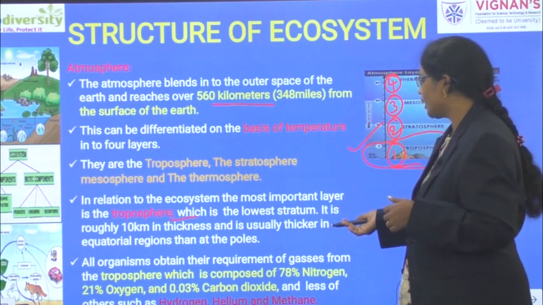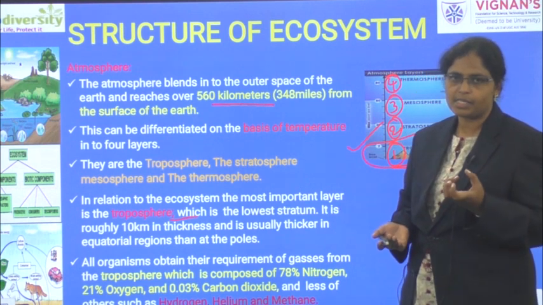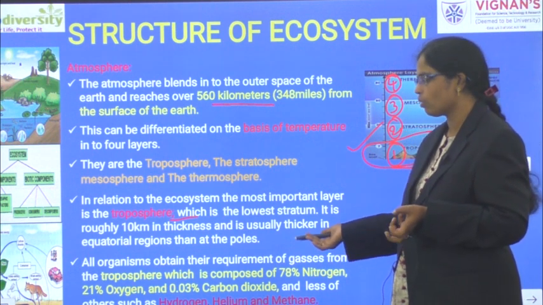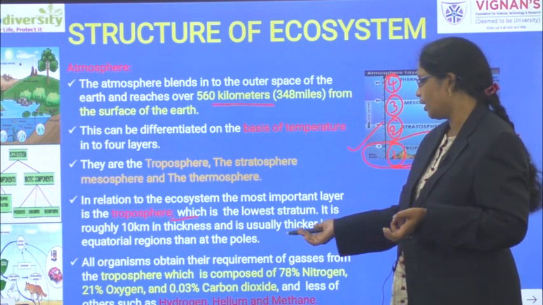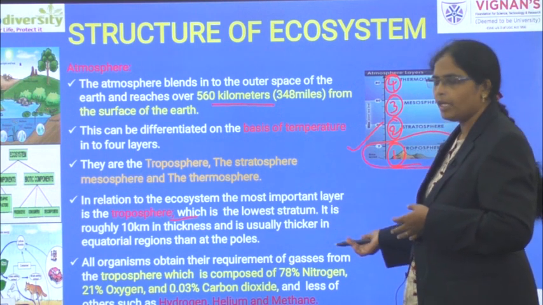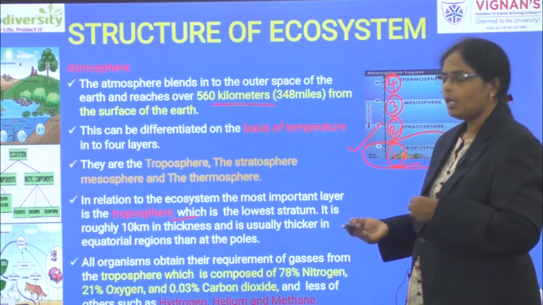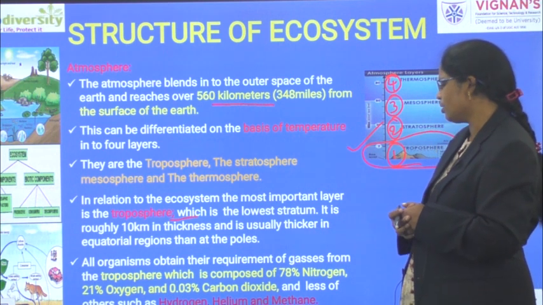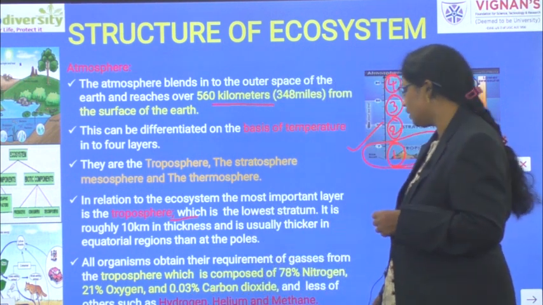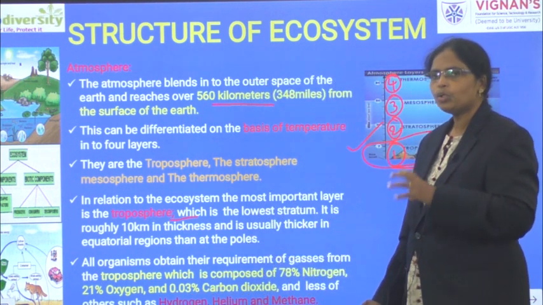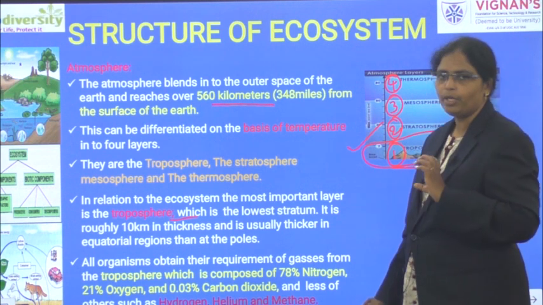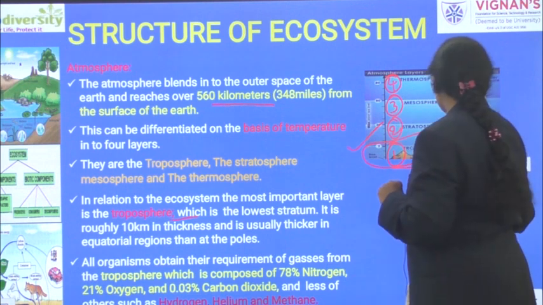All organisms require various gases from the atmosphere. What are those gases? Oxygen, nitrogen and carbon dioxide are the major gases required for living organisms. Not only those, other gases like hydrogen, helium and methane are also used. So these gases come from the atmosphere, and they play an important role in the ecosystem.